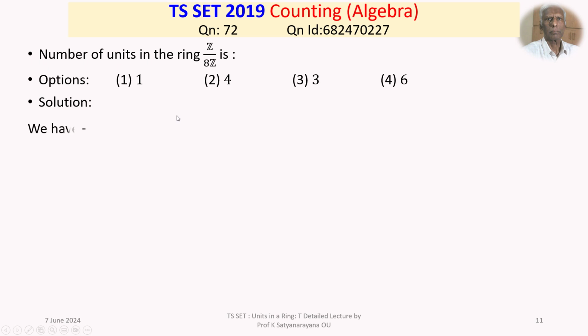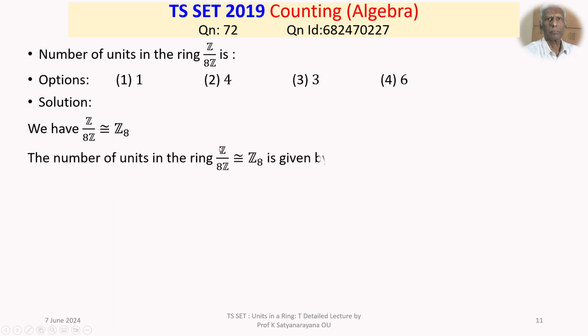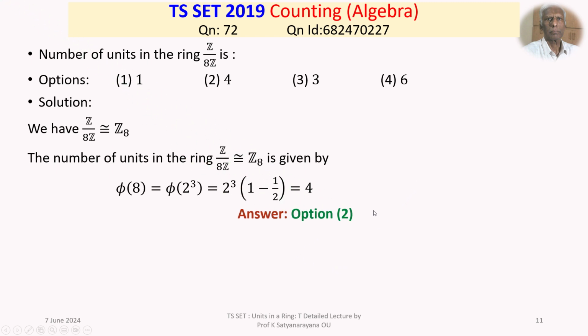We have Z by 8Z, which is isomorphic to Z8, the ring of integers modulo 8. The number of units in the quotient ring Z by 8Z, isomorphic to Z8, is given by phi of 8. For 8 you have to write the prime factorization, phi of 2 cube. And the formula for phi of 2 cube is 2 cube into 1 minus 1 by 2, that is equal to 4. So the answer to this question is 4, and that is given against option 2. A very simple question. Right.